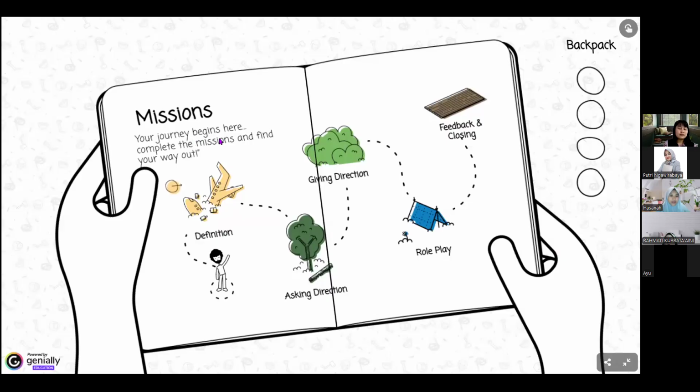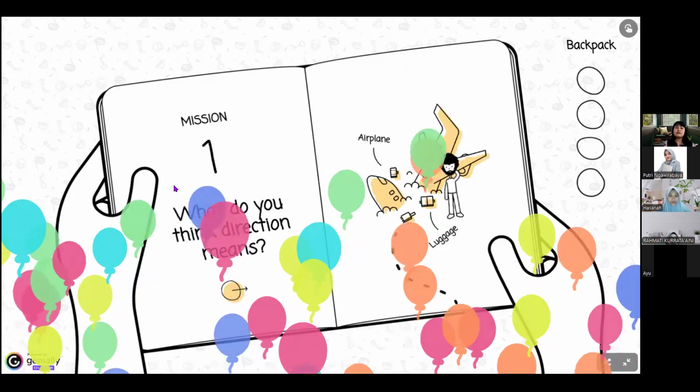Your journey begins. Complete the mission and find your way out. Okay, you must complete the mission. Good job. Look, you must complete 5 missions. The first one is definition, then asking direction, giving direction, and then you will role play, and the last one is feedback and closing.